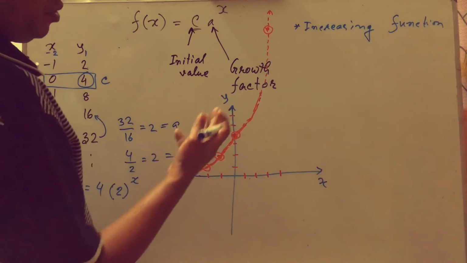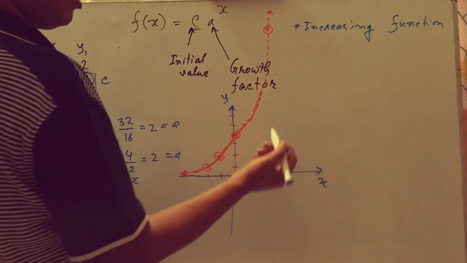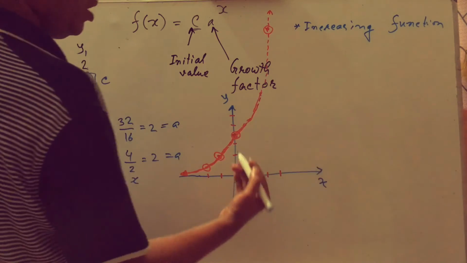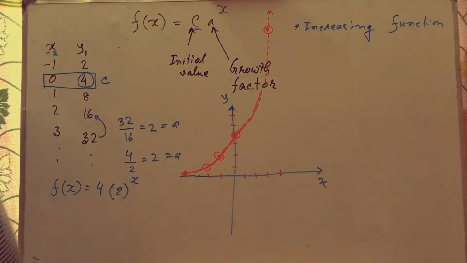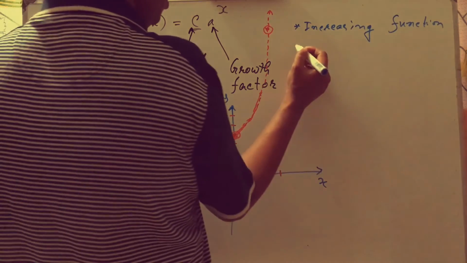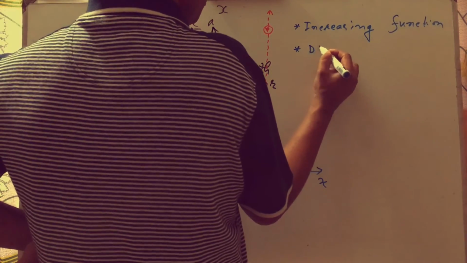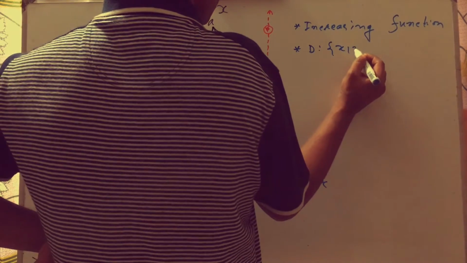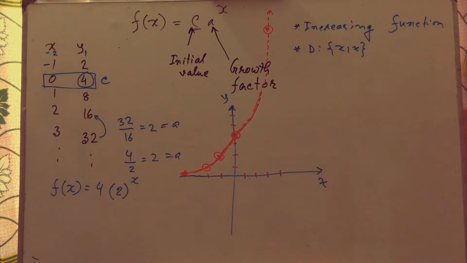Then what is the domain of this function? You can see the graph is going in this direction forever, and in this direction also forever. That means in both the positive x direction and the negative x direction, the graph is going forever. So this gives us an idea about the domain. The domain of this graph will be all real numbers.